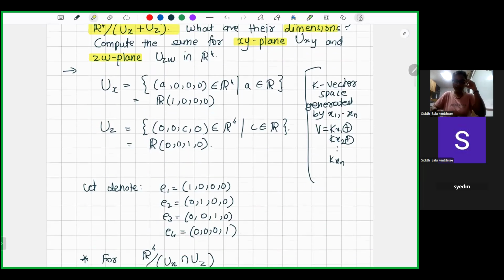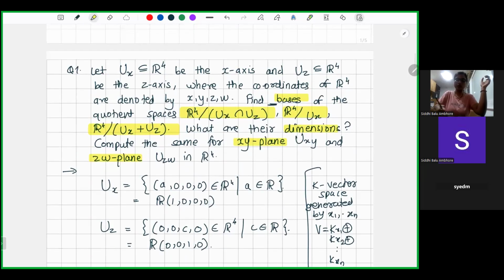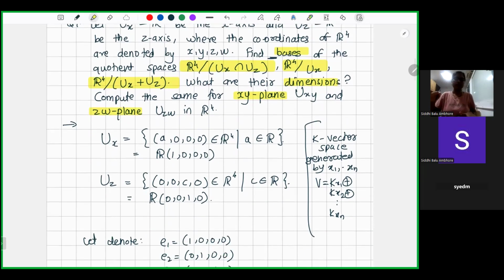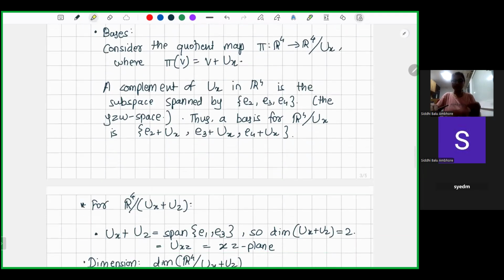So we did that. What we did was we first found the basis of the given space. So for example, if we want to find the basis and dimension for R4 quotiented by W in this case, we first find the basis for W, and then once we have the basis, we will have the dimension. Then we take the complement of that vector space in R4.